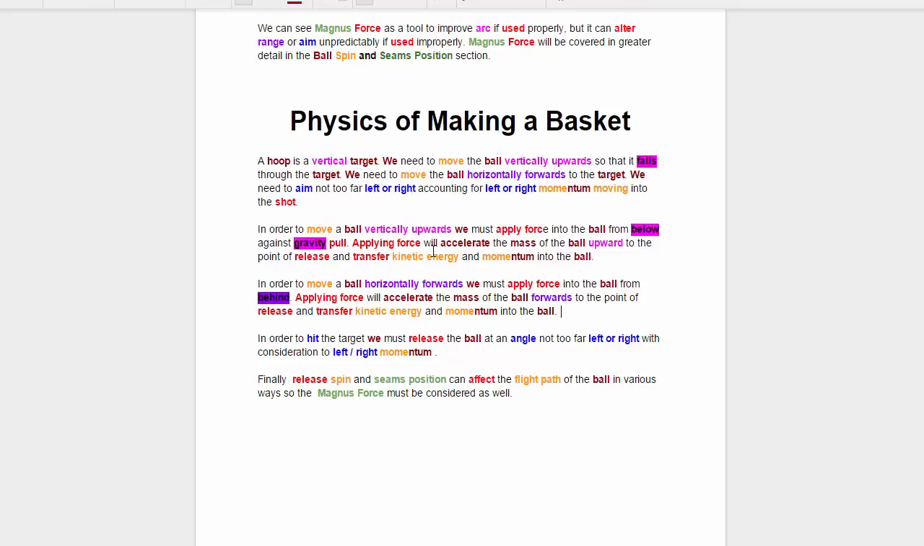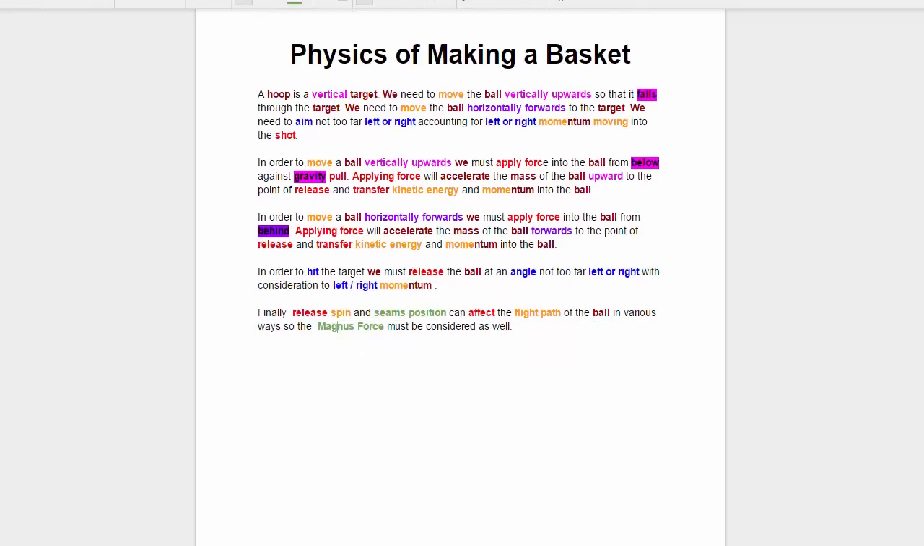Once we release, that's all we've done, all that we can do, and we will get into deceleration as well, because follow through is important. That's a place where injury can happen. In order to hit the target, we need to release the ball at an angle not too far to the right or left. And then finally, we need to consider seams position. That's basically everything that goes into shooting. This is the physics of shooting.